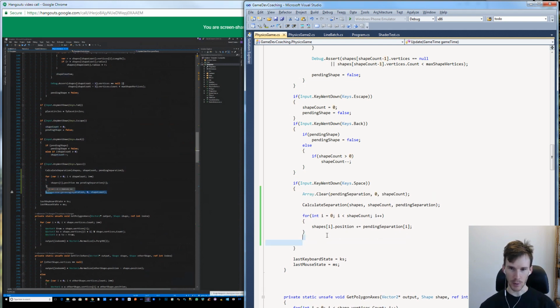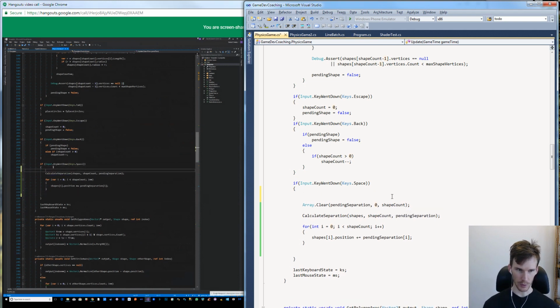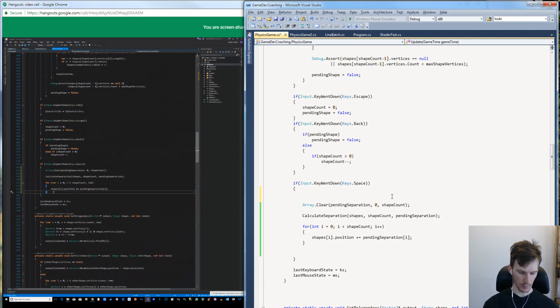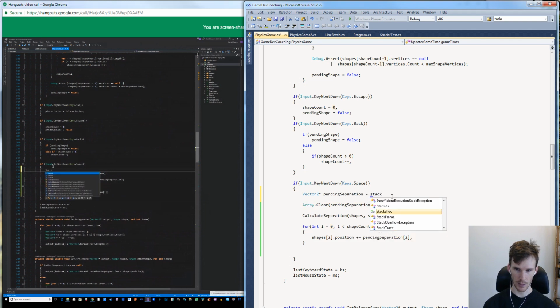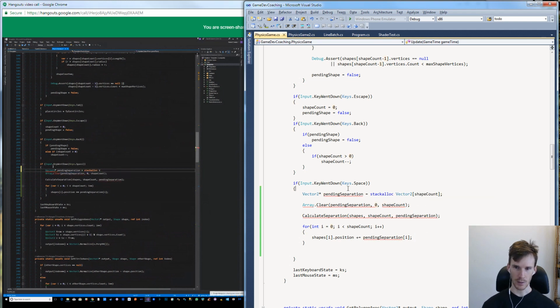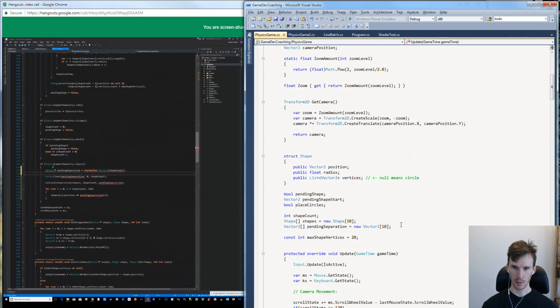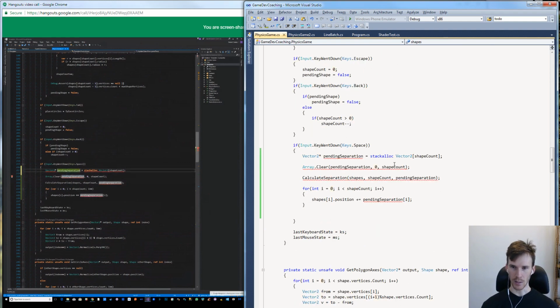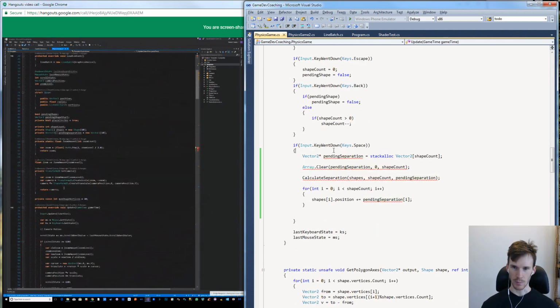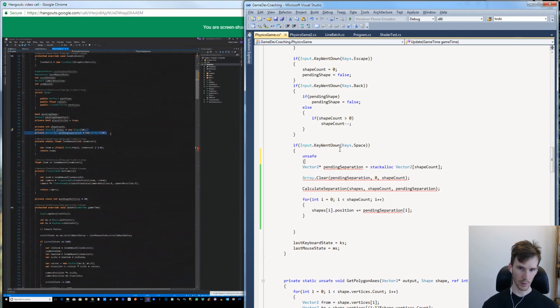No. So now that we've done that, what we could also do, and maybe this is worth doing, is a bit of revision from last time and do something along the lines of vector2 pointer pending separation equals stackalloc vector2 shape count, and just stick it on the stack. Now, of course, to do that, we'll have to get rid of this pending separation up here. But this is actually not bad because this gets rid of some things, and we have to go unsafe block.